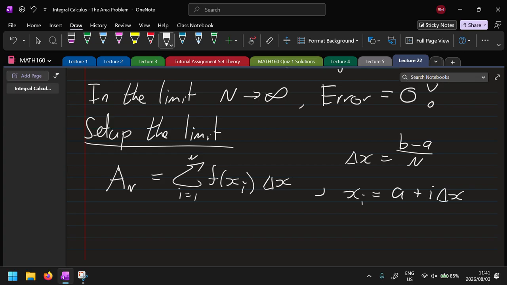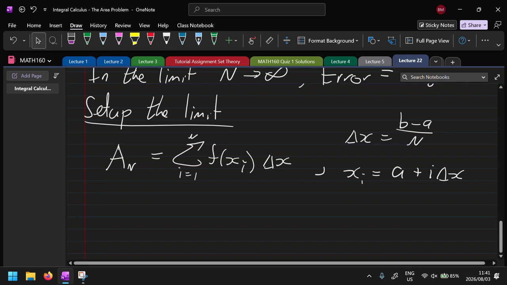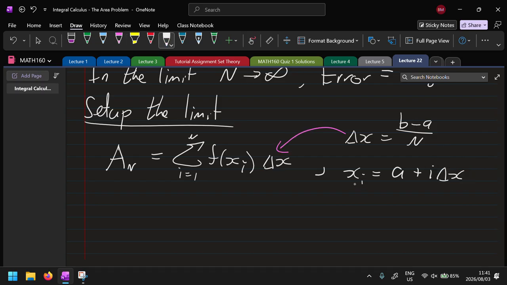Is that confusing anyone? Okay, so we start at a. If we want to go to the first rectangle, then it will be a plus delta x. If we want the next one, it will be a plus 2 delta x, because we're hopping over 2. And then 3, and then 4, and so on. Okay, so we just substitute these in. Delta x, we know that is the width. x_i, that's the position of the rectangle. We sub that in, that gives us the height of the rectangle, and the product is the area.